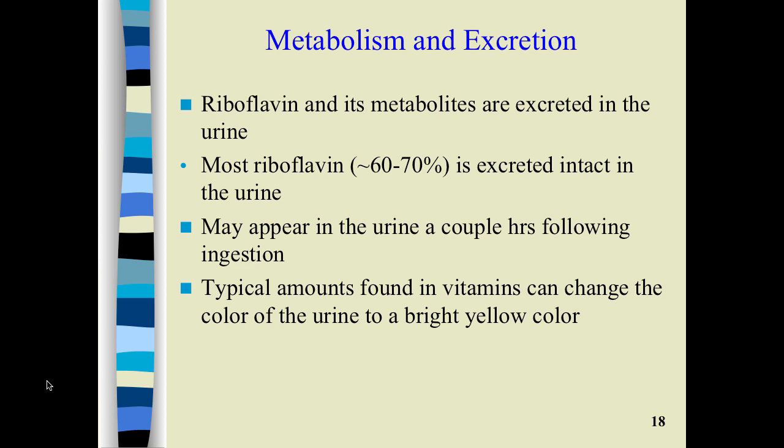Now for riboflavin, metabolism and excretion. Riboflavin and its metabolites are excreted in the urine. Most riboflavin is excreted intact in the urine, about 60 to 70% of it. And that's why it can appear as colored urine in a couple hours. The typical amounts found in vitamins can change the color of the urine to a bright yellow color. That's what a lot of people will see. The reason you see that is the riboflavin wasn't broken down. Those rings are still intact, and they're providing that yellow color.